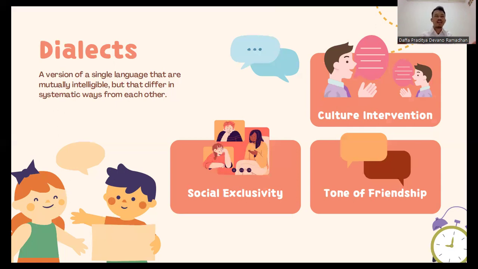So when Americans go to the UK or visit the UK, they feel different because of the accents that UK people have. So yeah, that's why it creates social exclusivity, especially for the British people, because it makes them seem higher than even other English-speaking countries.